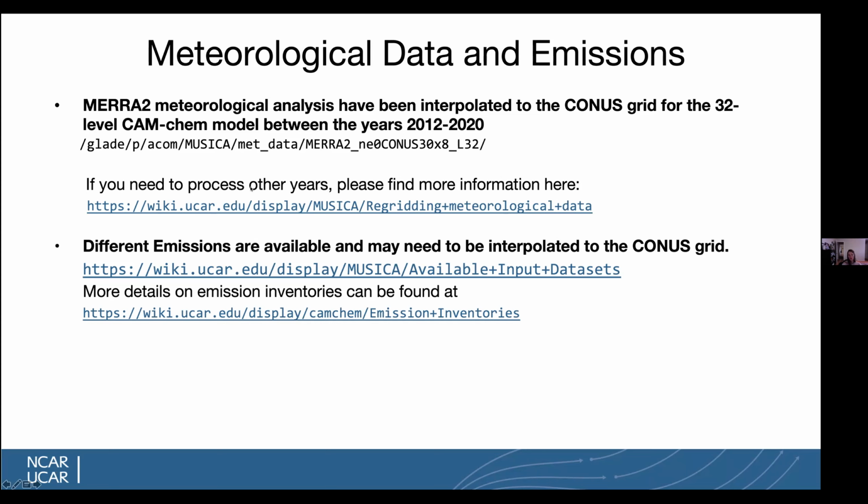Also, if you need to process new years coming up, for instance, after August 2020, you do need to interpolate more data. There is information on the wiki site here. And also, if you want to change to different emissions, there are ways to interpolate those to the CONUS grid as described on our MUSICA wiki. And also there's more on inventory of emissions on the ChemChem wiki.